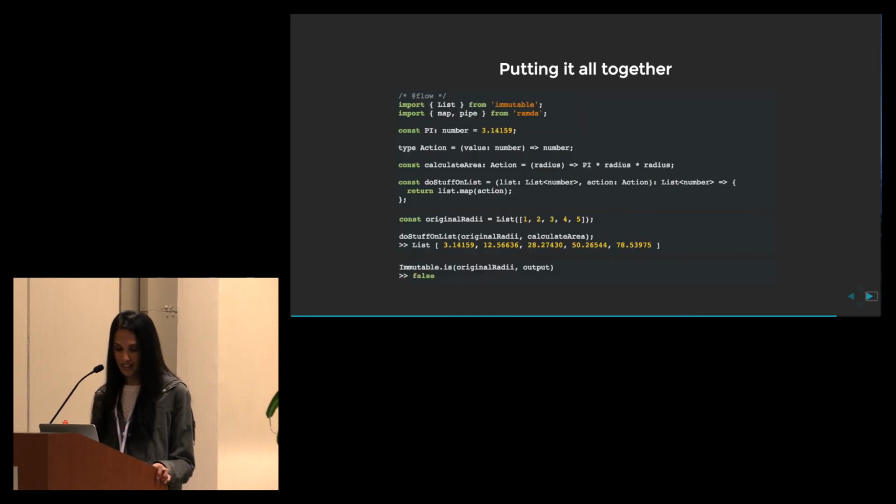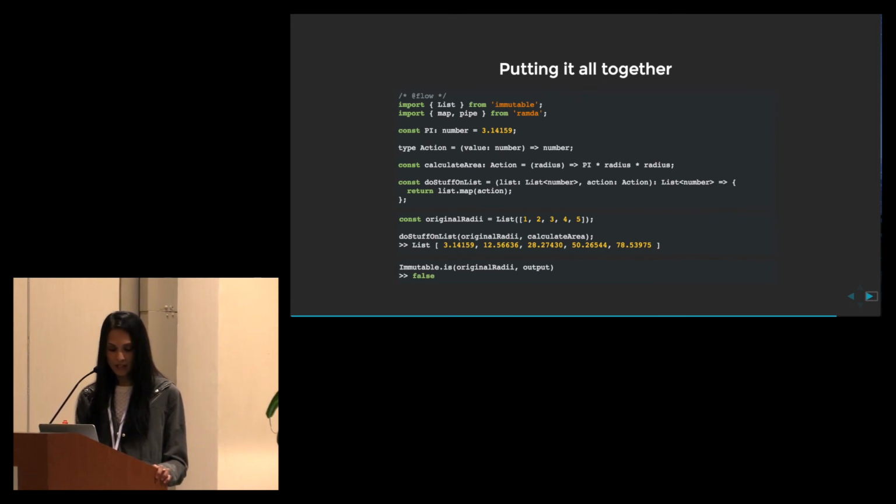So I'm going to use map and pipe from Ramda and Immutable.js. I'm going to add types to our code. I'm going to create a generic type, an action function that takes a value and returns a number. Then I'll create a calculate area function that's of type action, takes a radius and calculates the area. Then I'm going to create a generic do stuff on list function that takes any list and any action and returns a new list. And it maps over that list and performs the action on it.